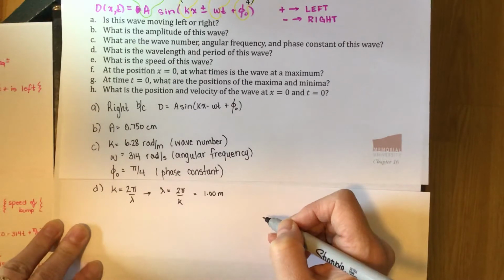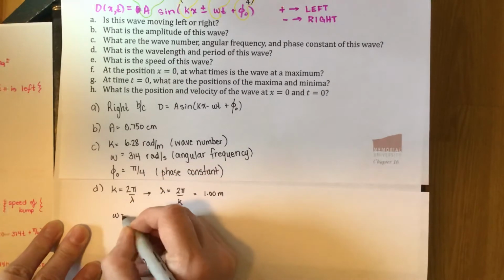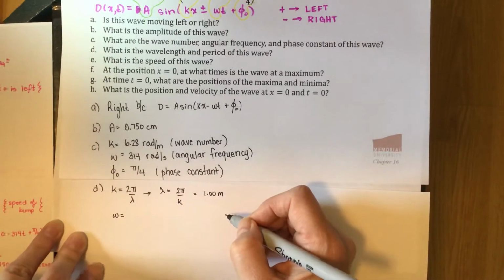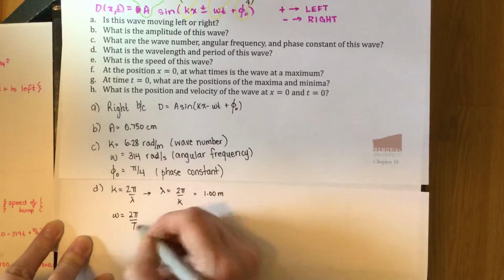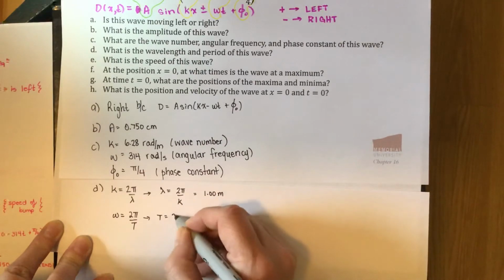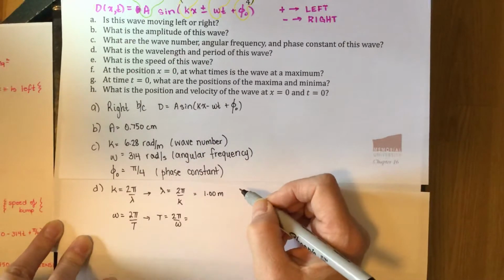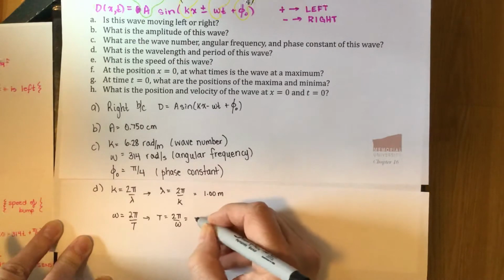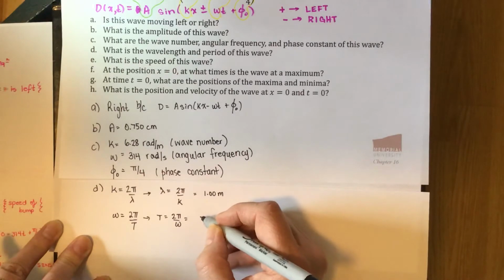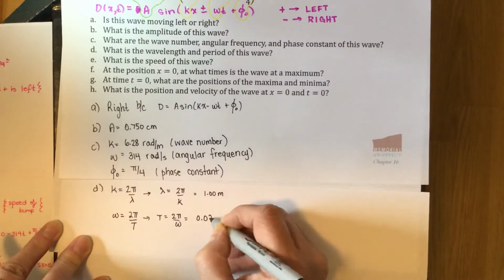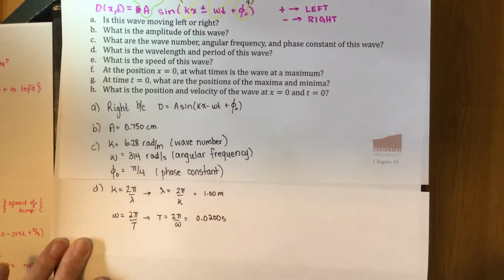Next is, what is the period of this wave? Well, we know omega is the angular frequency. We can write it as 2 pi f, or 2 pi over T. I'll go for 2 pi over T, because we're trying to find T. That means T is 2 pi over omega. Our omega is 314 radians per second, so we'll put in 314 here. And when we do 2 pi over 314, we get 0.0200 seconds. So our period is 0.02 seconds.